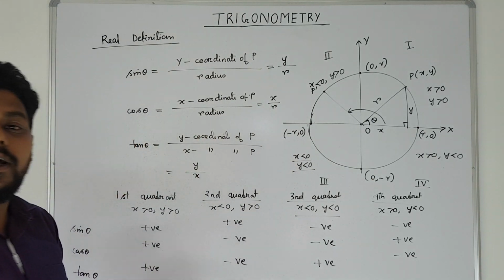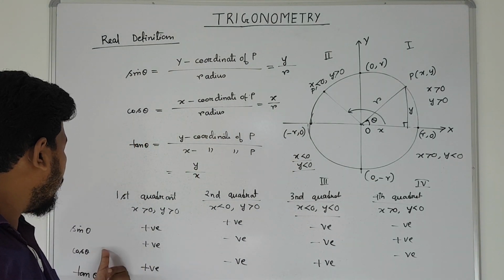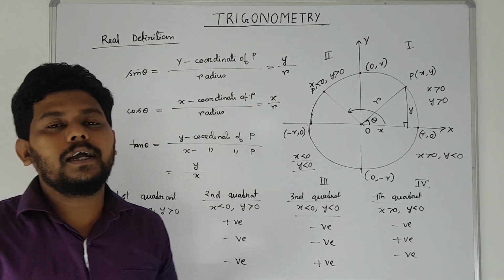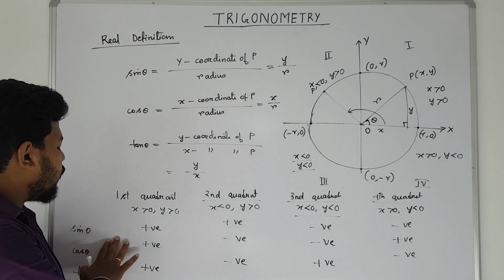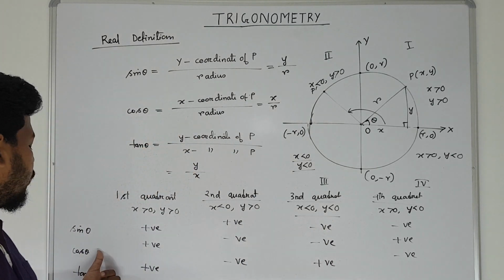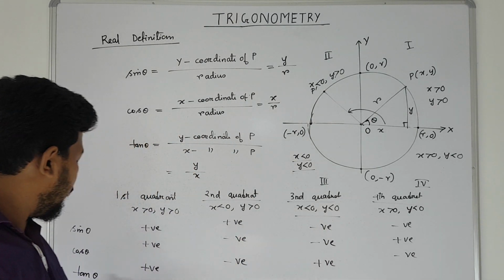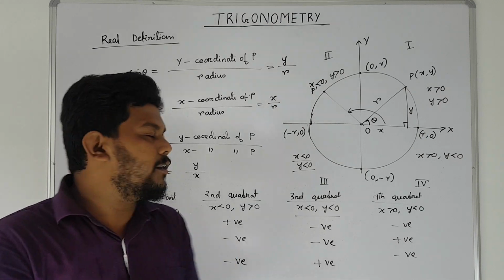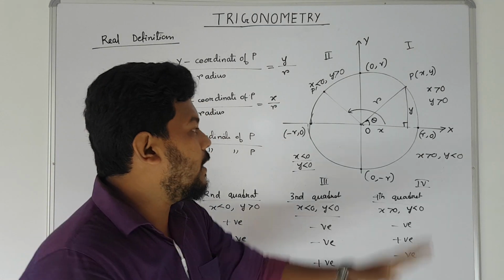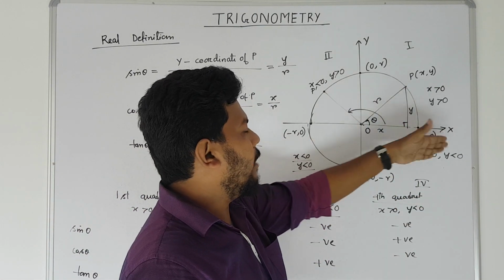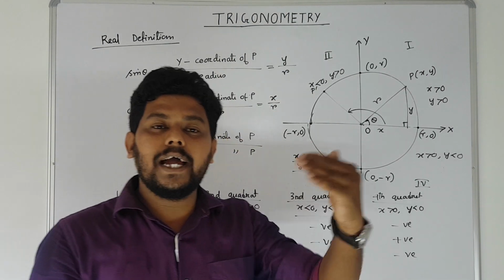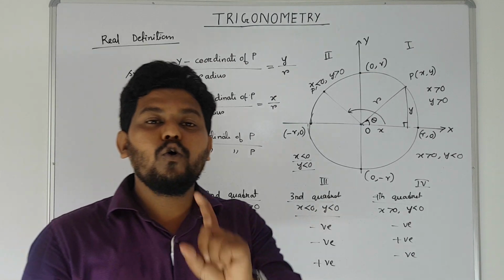So if you know the signs of sine, cos and tan, you can easily find the signs of cosec, sec and cot. Since in first quadrant sine theta is positive, it implies cosec theta is also positive, cos theta positive, sec theta positive, tan theta positive, that's why cot theta positive. That means in first quadrant all the ratios are positive. That means when the angle theta lies between 0 to 90 degree, the value of all the ratios sine, cos, tan, cot, sec, cosec will always be positive.